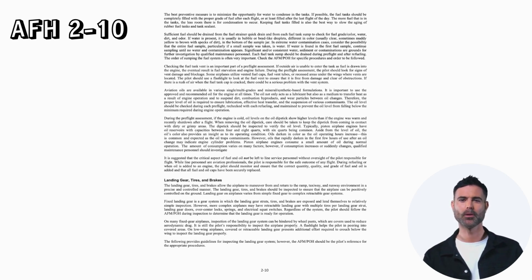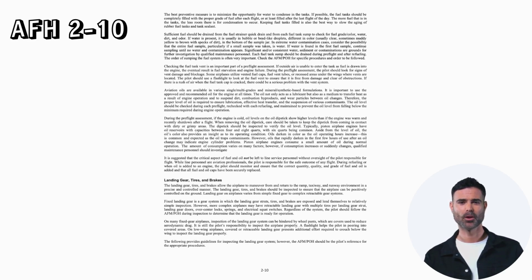Therefore, the proper level of oil is required to ensure lubrication, effective heat transfer, and the suspension of various contaminants. The oil level should be checked during each pre-flight, rechecked with each refueling, and maintained to prevent the oil level from falling below the minimum required during engine operation. During the pre-flight assessment, if the engine is cold, oil levels on the oil dipstick show higher levels than if the engine was warm and recently shut down after a flight.